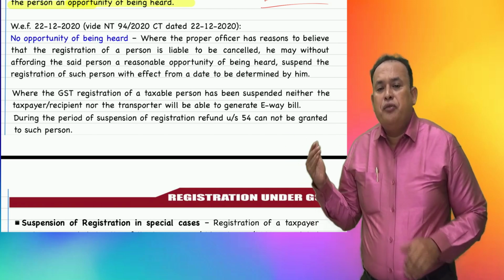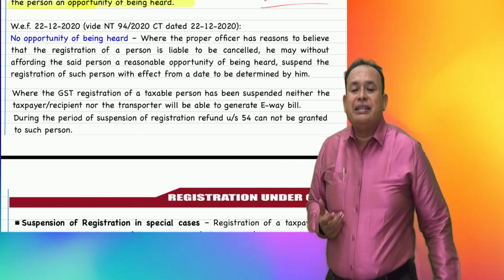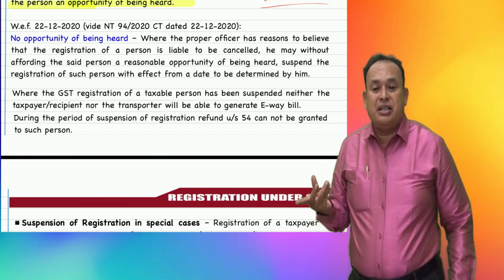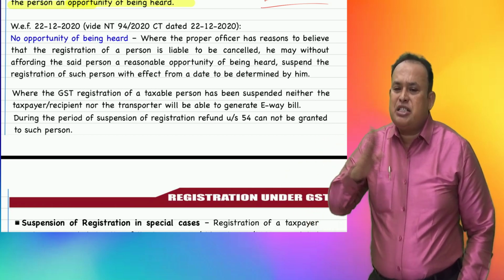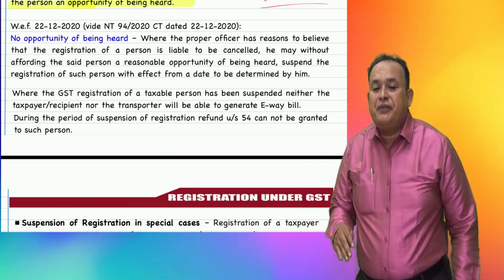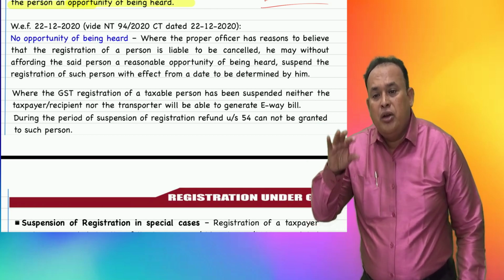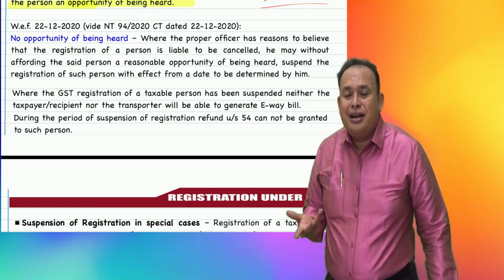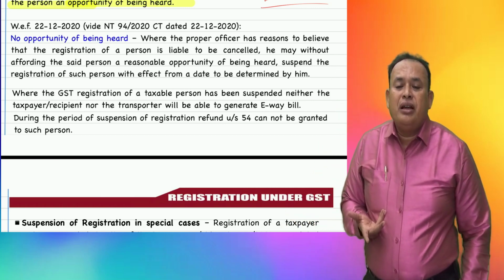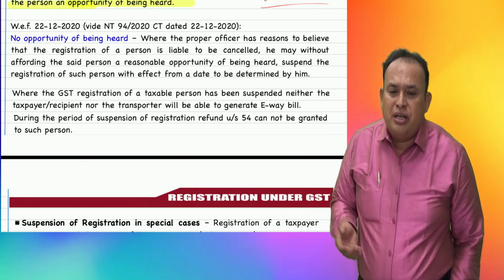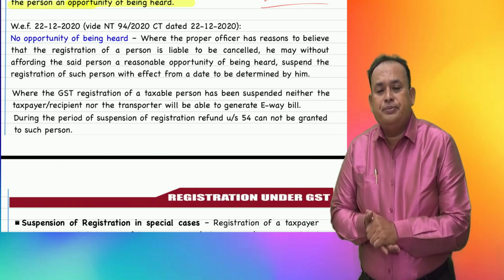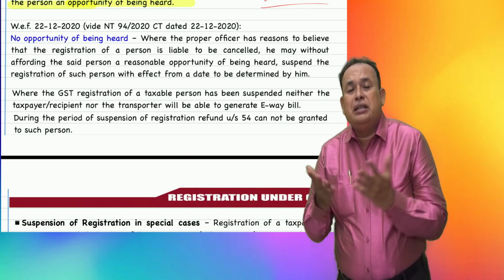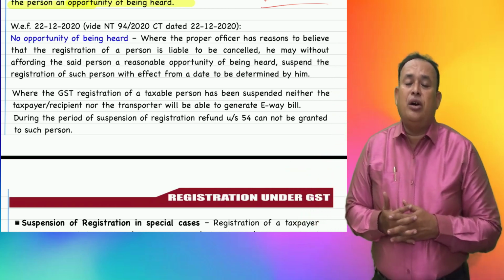Where the proper officer has reason to believe that the registration of a person is liable to be cancelled, he may, without affording the said person a reasonable opportunity of being heard, suspend the registration of such person with effect from a date to be determined by him. Where the GST registration of a taxable person has been suspended, neither the taxpayer nor the recipient nor the transporter will be able to generate e-way bill during the period of suspension of registration. Under section 54, that person cannot ask for refund of GST if any.